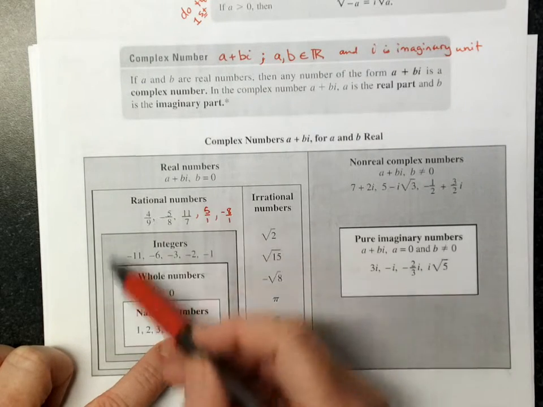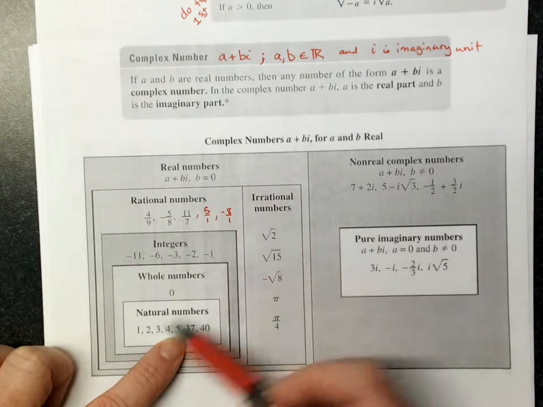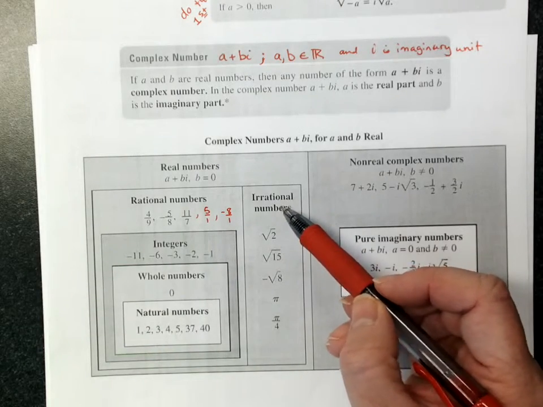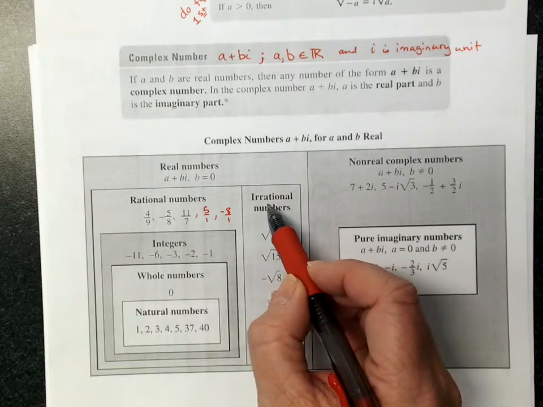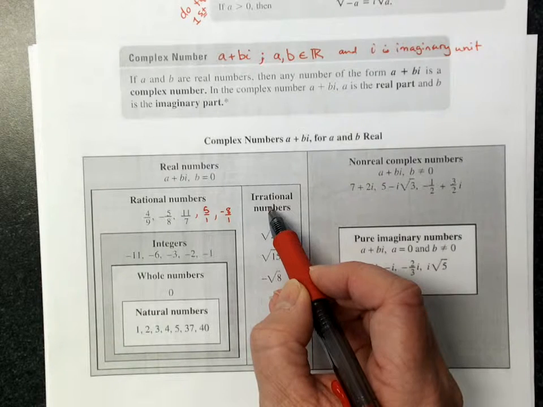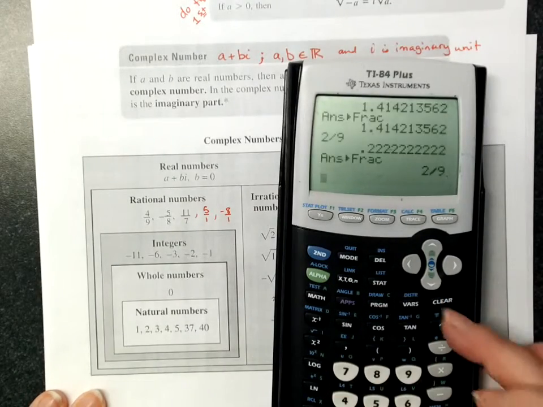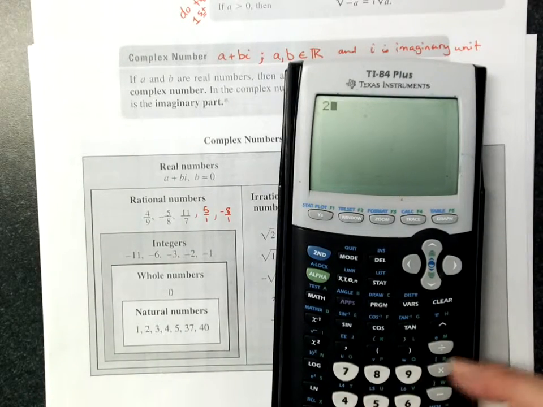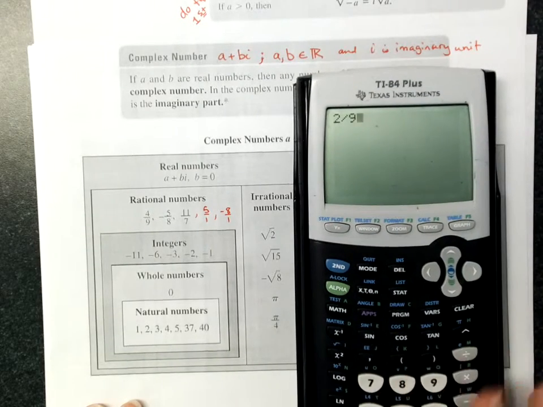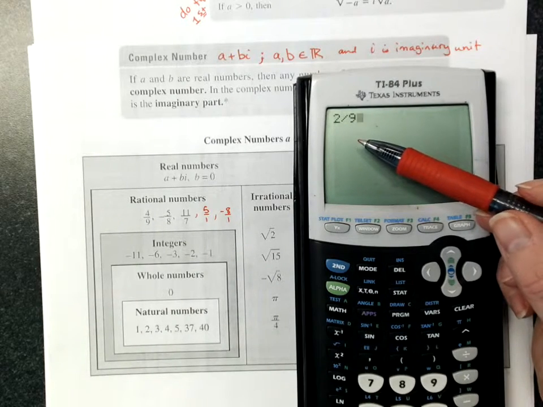Now, other real numbers besides rational numbers are also irrational numbers. If a number cannot be written as a fraction, then it is irrational. You look at your calculator, for example. If you put in, let's say, 2 divided by 9, there's a fraction, 2/9. Is that a rational number? Yes. It's written as a ratio. If you can write it as a fraction, it's a rational number.